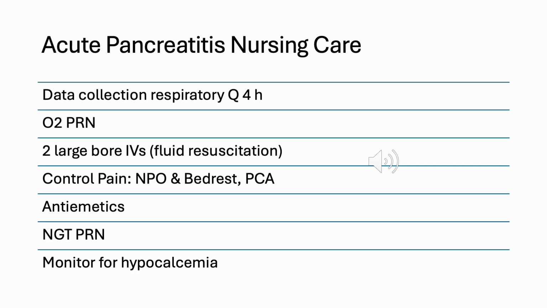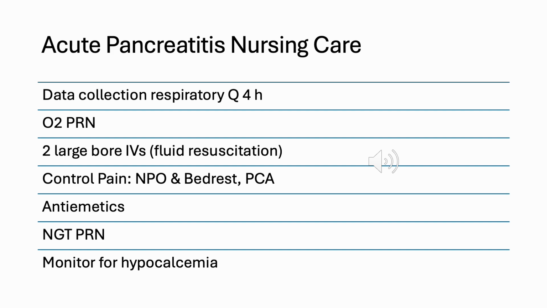And with this pleural effusion, they can get hypoxic. They can also develop atelectasis and then pneumonia. So that's why you're going to watch the respiratory status carefully, and that's going to be a priority. Of course, if they do have hypoxia, you're going to use oxygen PRN.